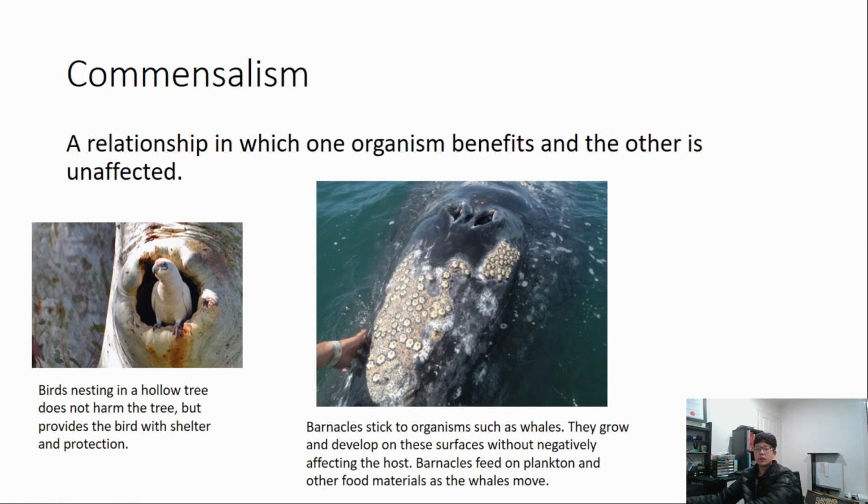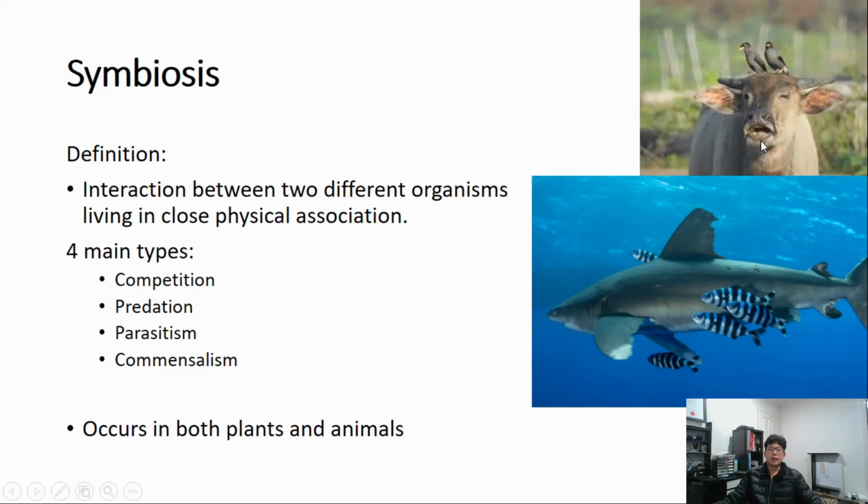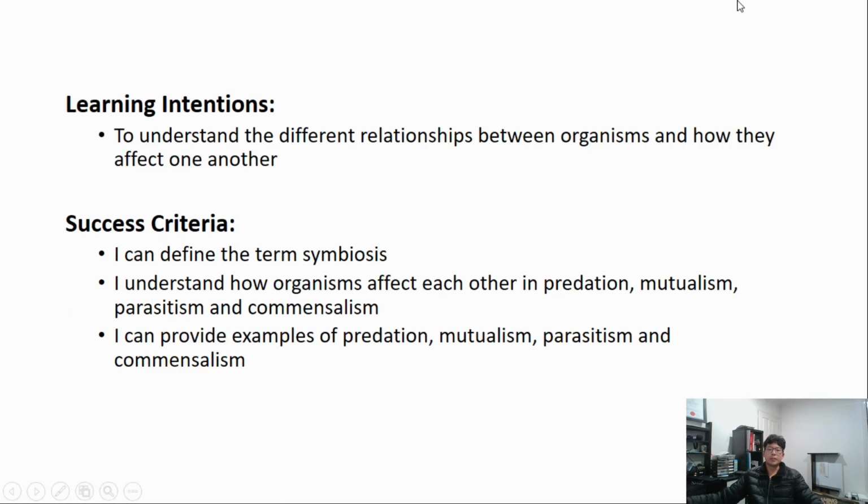Alright, so that brings us to the end of this video. Hopefully you guys are more aware of symbiosis and animal interactions by now, and that you can define the term symbiosis, understand how organisms affect each other in predation, mutualism, parasitism, and commensalism, and can provide examples of all of these.